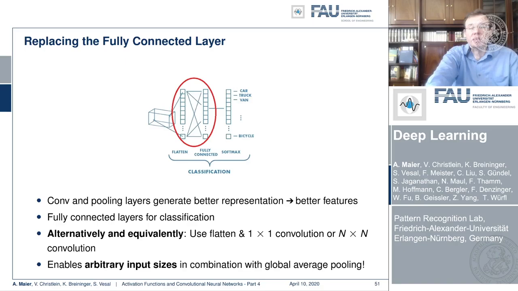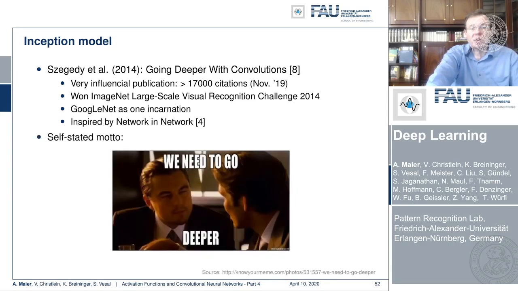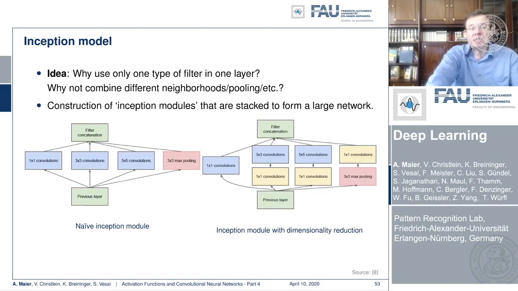So again, we benefit from the ideas of pooling and convolution. An interesting concept that we will also look into in more detail in a later lecture is the Inception Model. This is from the paper Going Deeper with Convolutions. Following our self-stated motto, we need to go deeper. And this one won the ImageNet Challenge 2014, and a particular example is GoogleNet as one incarnation, inspired by Network in Network. And the idea that they present here is, why do we have to fix the steps of convolution and pooling in alternation? Why not allow the network to learn on its own when it wants to pool and when it wants to convolve?